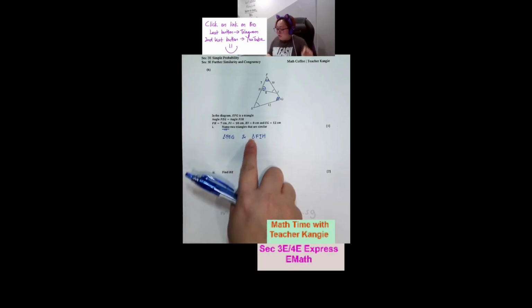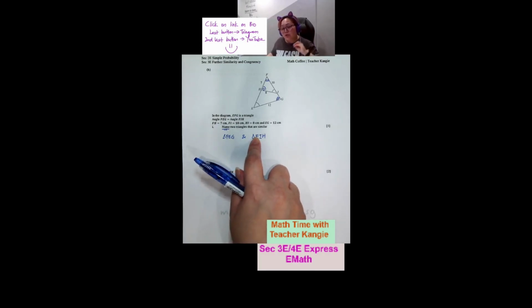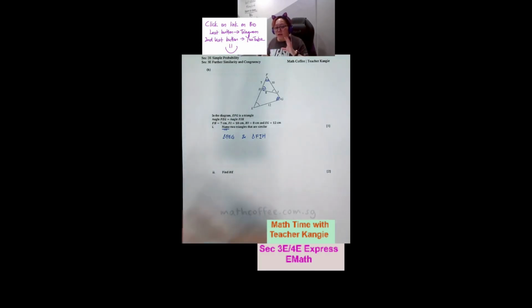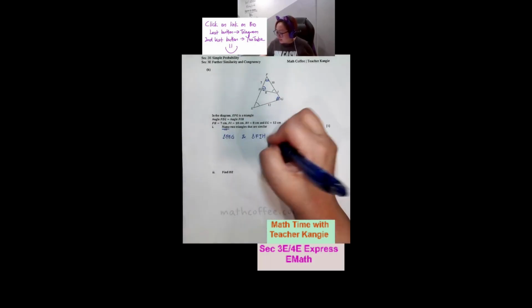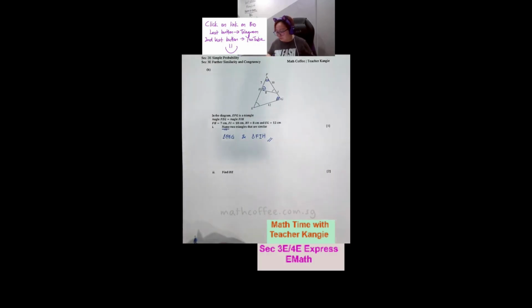So you need to take note, if you write triangle FEG and triangle HIF, technically speaking, you are referring to the same triangle. But the alphabet order is wrong, then they will not give you the mark. So you need to make sure that the alphabet order is correct. This one is just naming, so this will be my answer. And for similarity, a lot of times you need to use it to solve for unknown lengths or unknown angles. So your alphabet order is very, very critical.